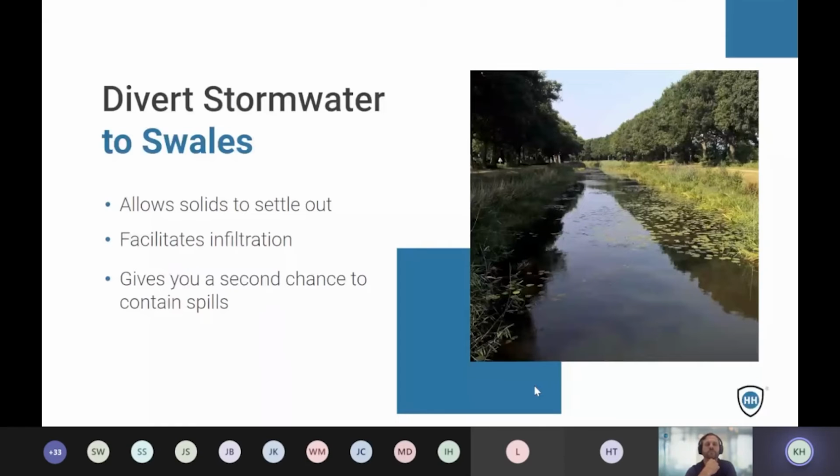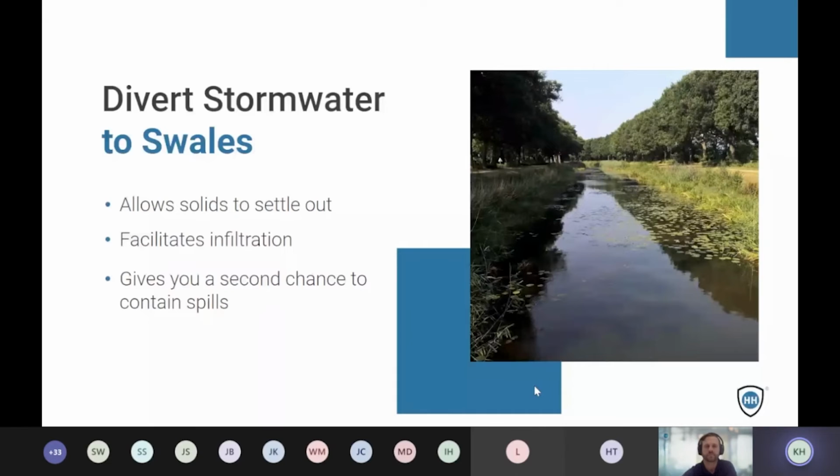The next idea takes a little more engineering that might not be in everybody's budget from the start, but it is diverting stormwater to swales. You can also divert it to vegetated areas, detention ponds, retention ponds, areas that have a lot of grass growing in them. Anytime you can divert stormwater to a vegetated area, it allows that water to infiltrate into the ground. That's advantageous because it keeps it from going directly into a stream, and it allows nature to take the energy back from the water.